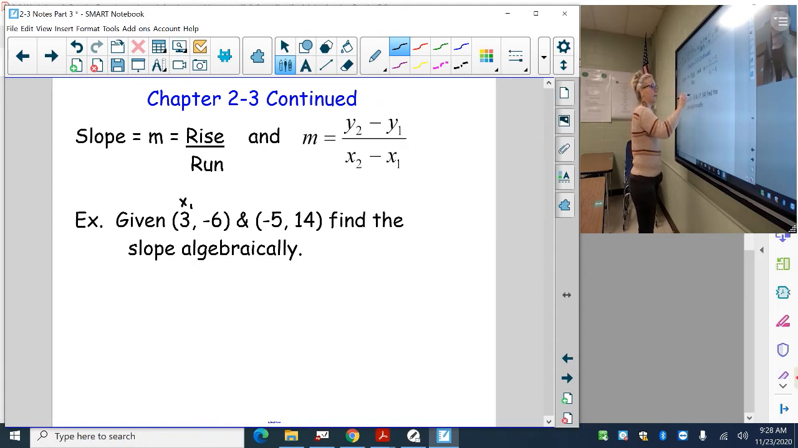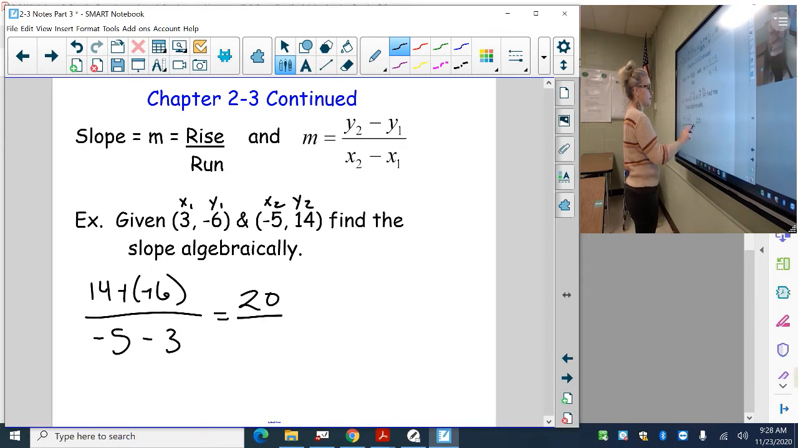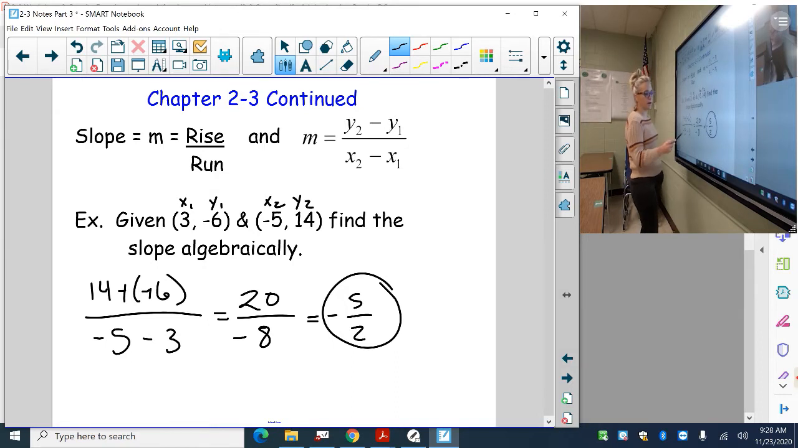Well, we know that if we label this x1, y1, x2, y2, I can take y2 minus y1, 14 minus negative 6, over negative 5 minus 3, which gives me 14 plus 6 is 20, and negative 5 minus 3 is negative 8. So I have negative 20/8, or reduce it, divide by 4, negative 5 halves, or negative 5 over 2. There's my slope algebraically.